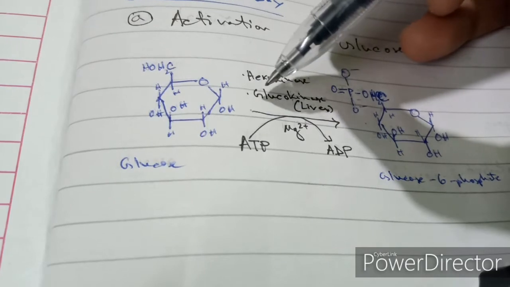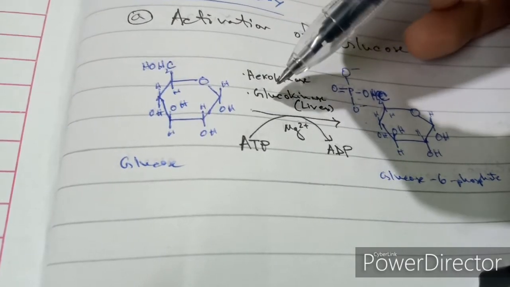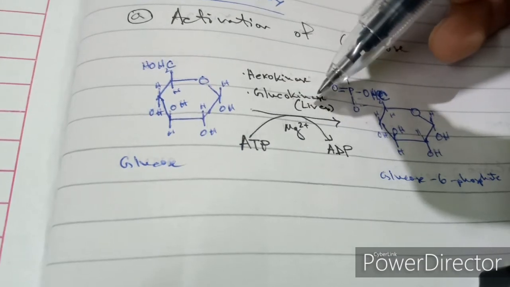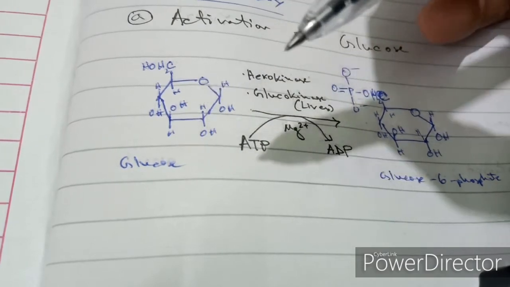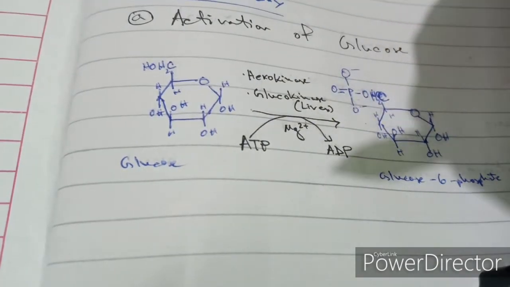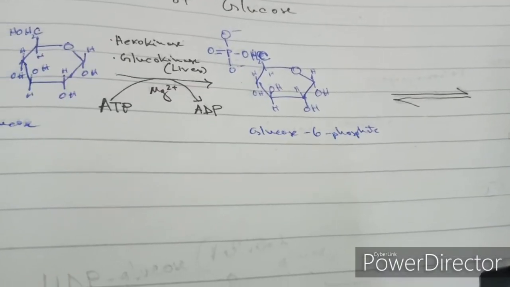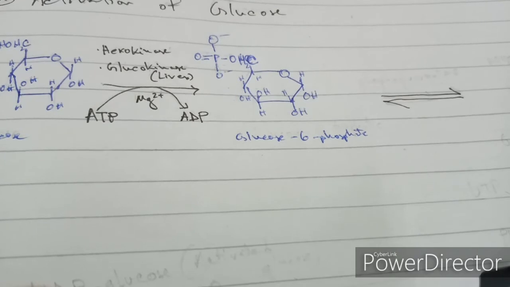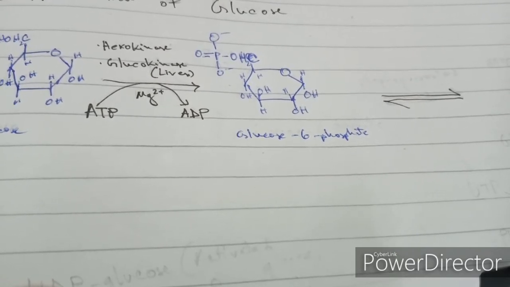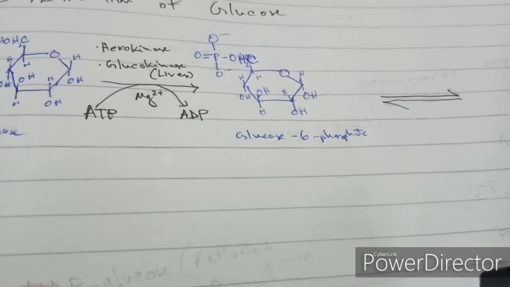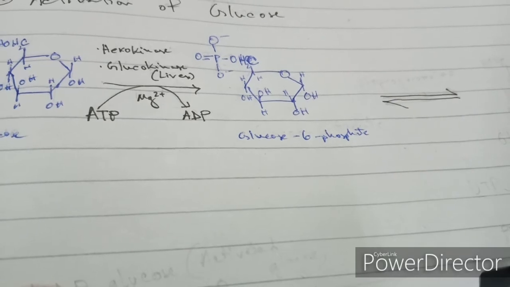It is not found everywhere, but hexokinase is found everywhere. Glucokinase is found mostly in the liver, where the liver generally stores excess glucose. This glucokinase is generally used in glycogenesis. And from glucose 6-phosphate, there are several ways. One way is towards glycolysis, and this way is towards glycogenesis.